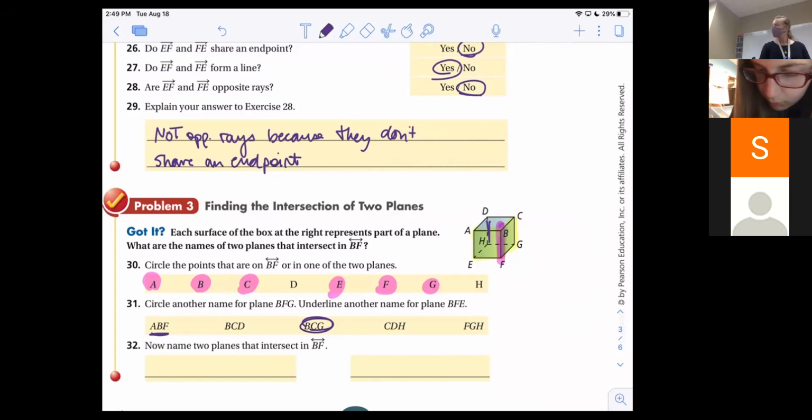Okay. And so it now says name the two planes that intersect BF. You can name them a bunch of different things. Someone I haven't talked to, can you name one of them? Who have I not talked to? I've talked to you, Cooper. Who else have I not talked to? Who have I not talked to? Oh, now we're getting shy.